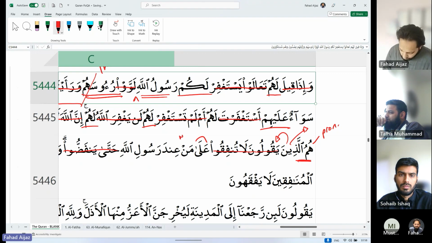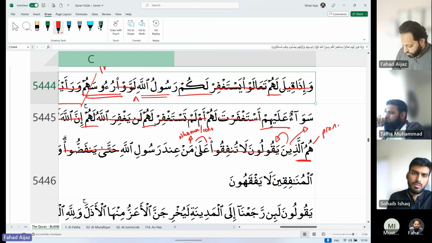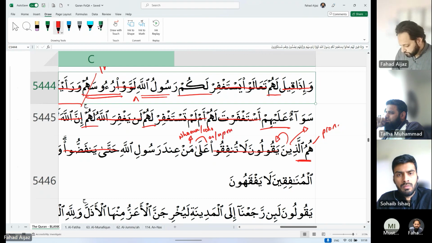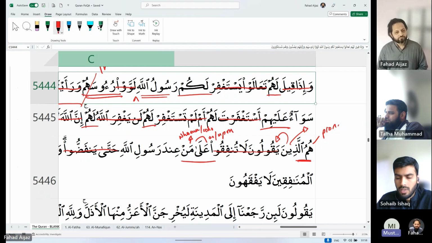So it means whoever, or who. That's what it means. So if Ala means on or upon, ala man is a harf of jar fragment. On whoever. That's what it means.